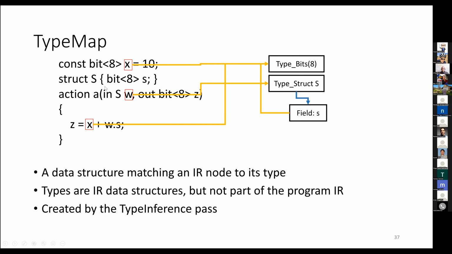And X here is an 8-bit number. So it's a variable whose type is an 8-bit value. So that's why X also points to the 8-bit type node. So this is very useful. Many optimizations need to know the types of the objects in order to optimize them properly.